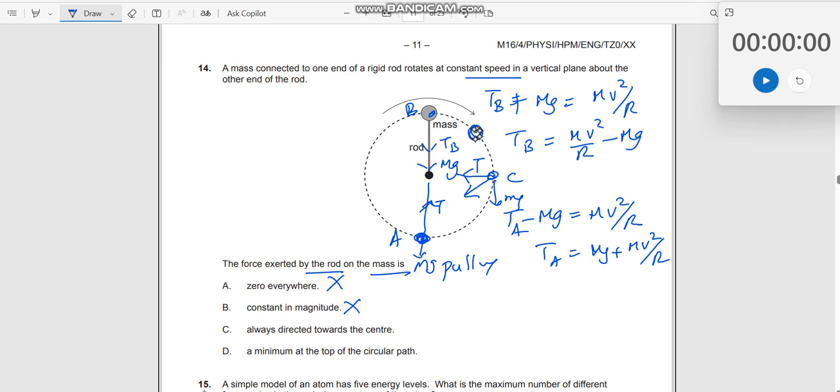If I take any other arbitrary point, mg is acting like this, T is acting like this, and the resultant will be like this over here. So therefore, it is not always directed towards the center. Many times we think this is right, but this is incorrect. A minimum at the top of the circular path. We already achieved this, so therefore this is the right answer. Okay.